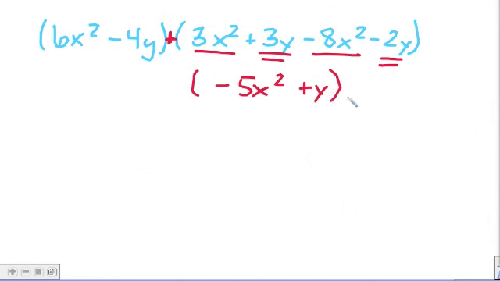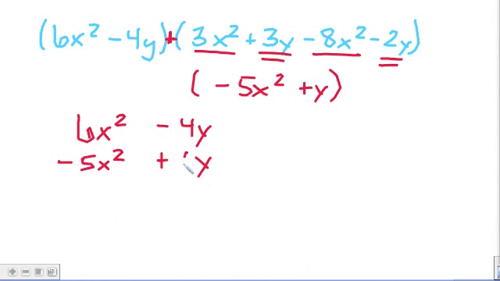All right, now let's go ahead and combine by stacking these up. So I have 6x squared minus 4y on top of minus 5x squared plus y, which again is a 1y. And let's go ahead and add these up. So we have 6 take away 5 is going to be 1, so this becomes x squared. And then we have negative 4 plus 1, which is going to be negative 3y. And that's your final answer.